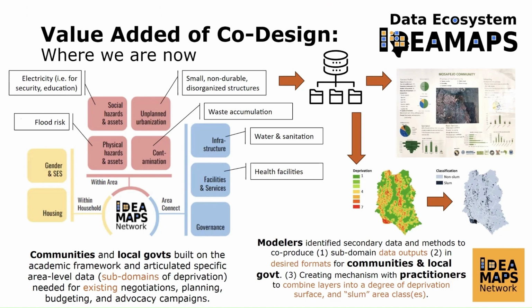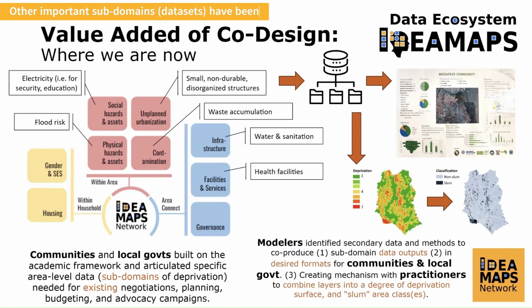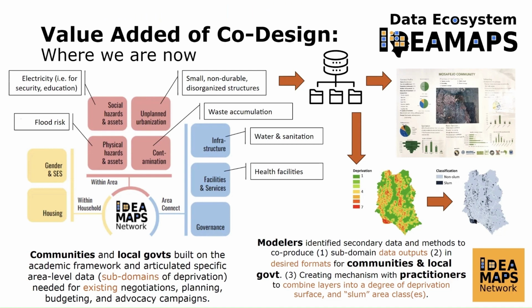So communities and local governments were able to build on this very academic framework and articulate the specific data sets, the specific subdomains of deprivation that they need for their existing negotiations, when they're planning upgrading activities, when they're budgeting and prioritizing resources, and when they're advocating for issues that matter most in communities. So modelers are iterating on this.